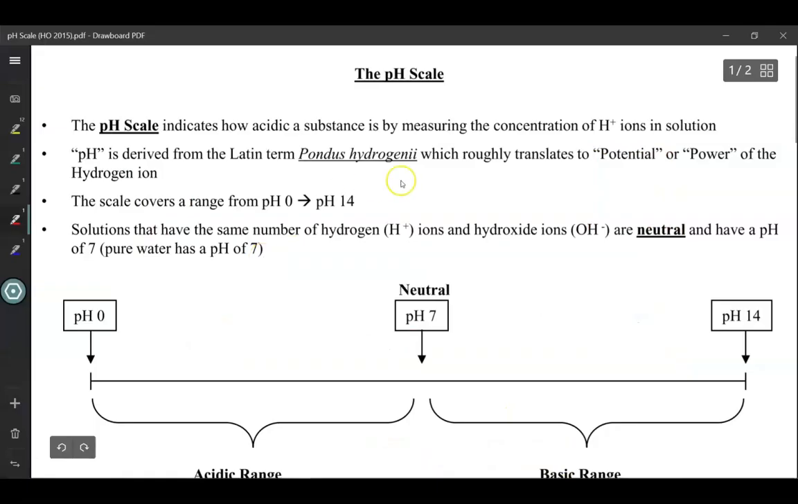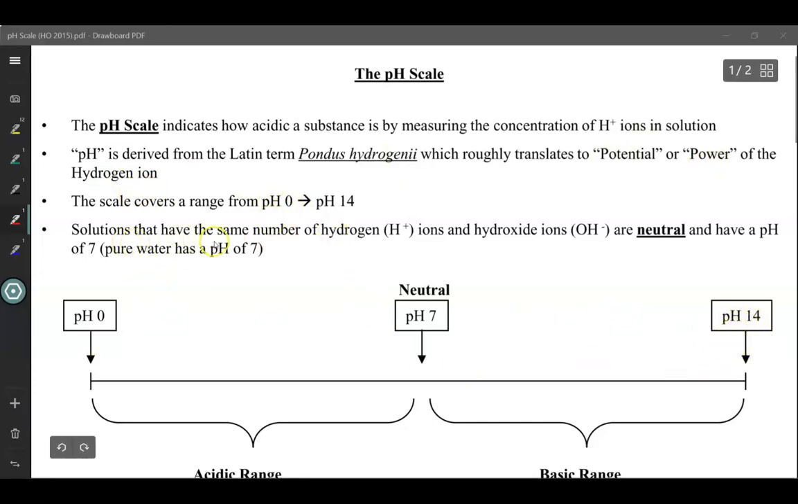Now, we use something called the pH scale to measure how acidic or how basic a substance is. Specifically, the pH scale measures how much H plus ions are floating around inside the solution. In case you want to know, the pH comes from the Latin term pondus hydrogeni, which roughly translates to the potential or the power of the hydrogen ion. Now, this scale goes from 0 to 14. If you want to know why, you'll have to take grade 12 chemistry.